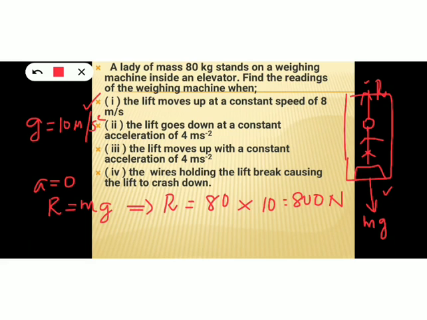Then what will be the mass of the lady? We need to find out the reading in the weighing machine, and a weighing machine gives us the weight, and Newton is the force, it is not the weight. So how will you find out the weight? You can find the weight by dividing force by g. Here g is 10, so the weight will be 80 kilogram. So this will be our weight, 80 kilogram.